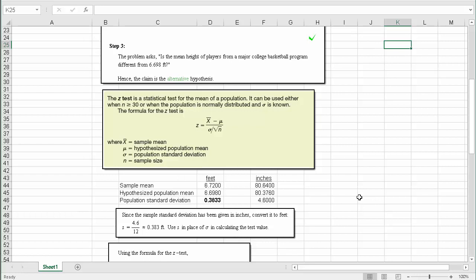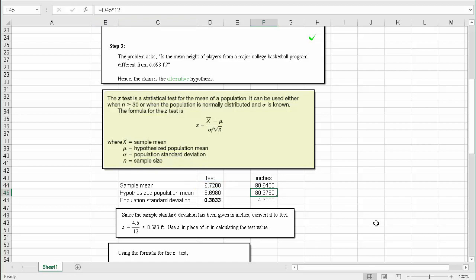Now, they've given us some information in feet and in inches. So I've put the information that they gave us in Excel so that we can do the calculation. They gave us the sample mean as 6.72 feet and the hypothesized population mean is 6.698. If you wanted to convert that to inches, you would just multiply the value in cell D44 times 12, okay? And you can either look here to see the formula or look way up here.